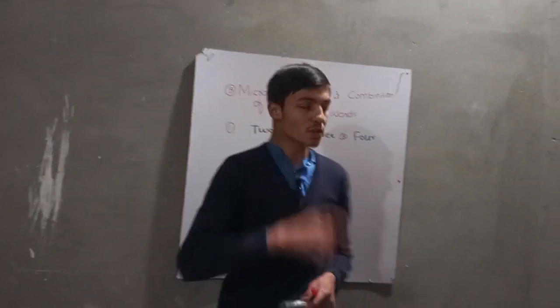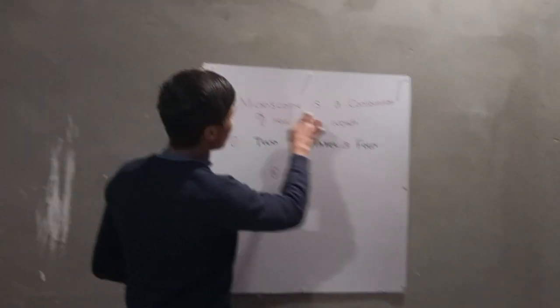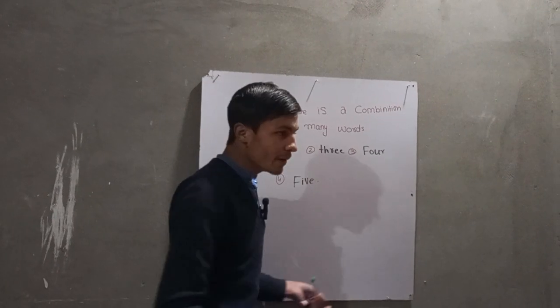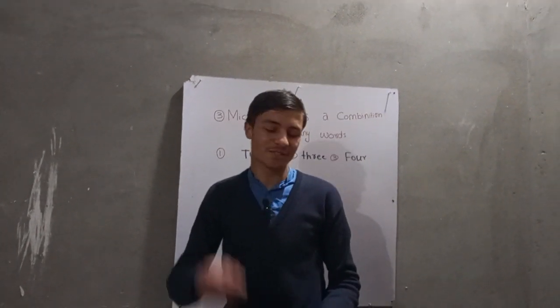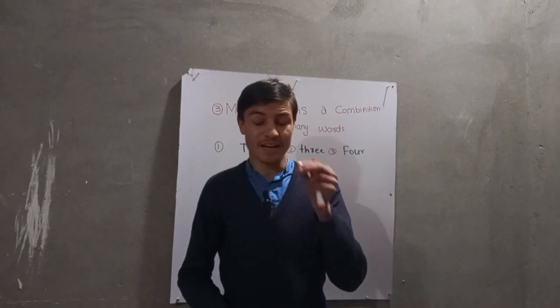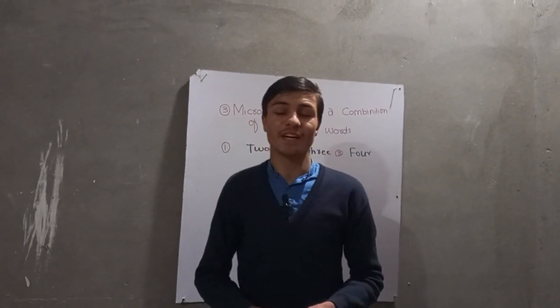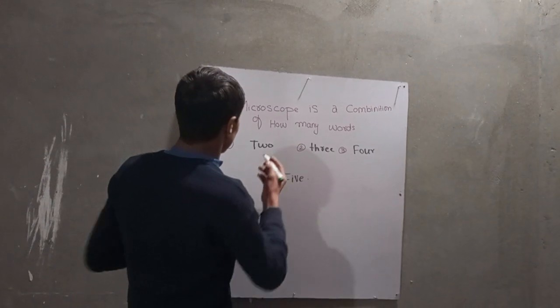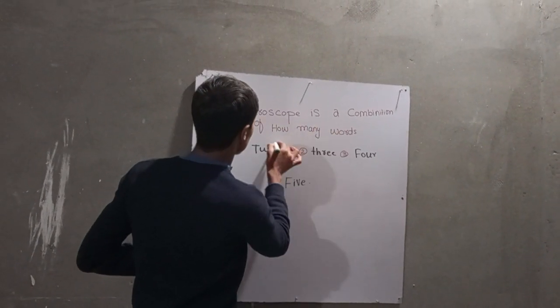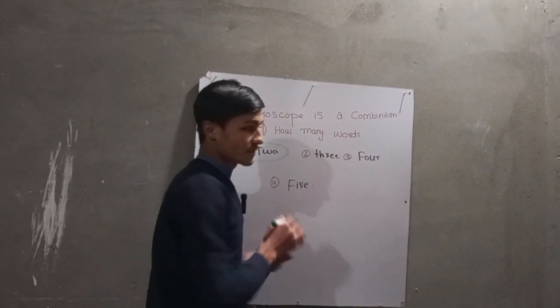So MCQ number 3: microscope is a combination of how many words? It is a simple MCQ and very easy for students who read in class 11. The microscope is a combination of two words.